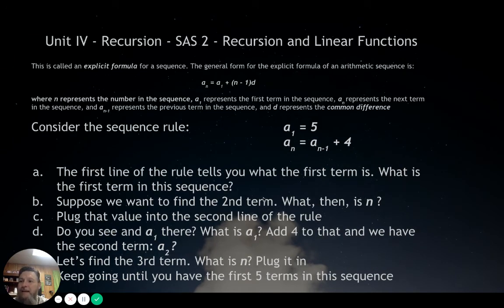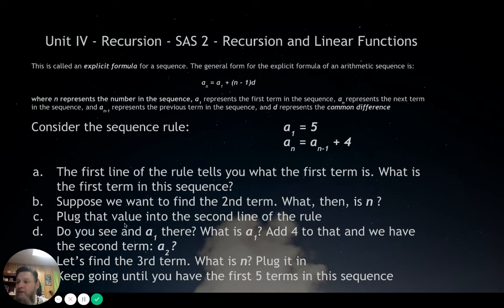Suppose we want to find the second term. What is n? n is 2. We'll plug that value into the second line of the rule. a subscript 2 equals a subscript 2 minus 1, or a subscript 1, plus 4. We're given a subscript 1, so we can put 5 in here for a subscript 1, since a subscript 2 minus 1 is 1. The answer for a subscript 2 is 5 plus 4, or 9. Now, do you see the a1 there? Add 4 to that, and we have the second term, a2.